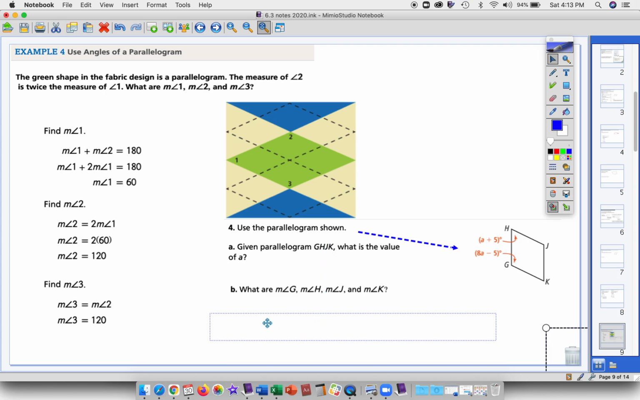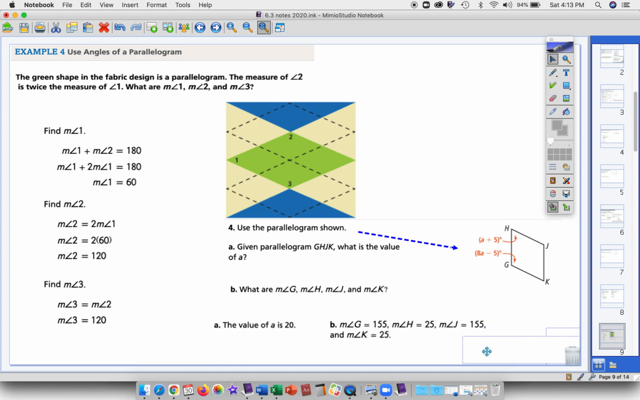From this example, the value of A is 20, and the answers for B you can read off by yourself. If you have any questions about these, you can certainly ask in class.